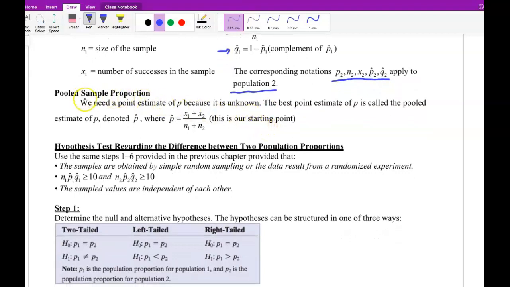Okay, then on this part we have the pooled sample proportion. We need to find a point estimate of P because it is unknown. We don't have any information about it. So the best point estimate of P is called the pooled estimate of P, again shown with P hat. The only difference is that this is based on two populations. Before we had P hat equal to X divided by N, which was only for one population. But here, since we have two populations, on top we have the sum of X's divided by the denominator, the sum of N's.